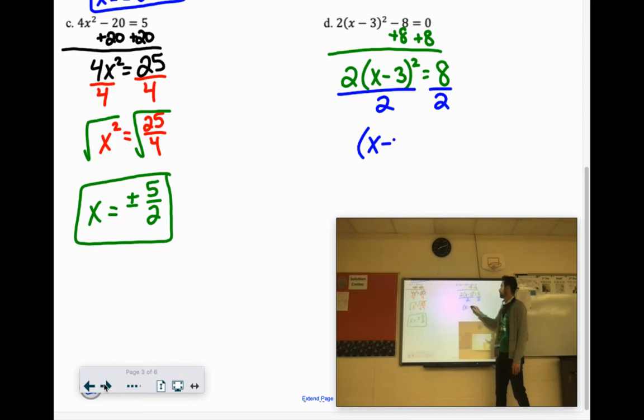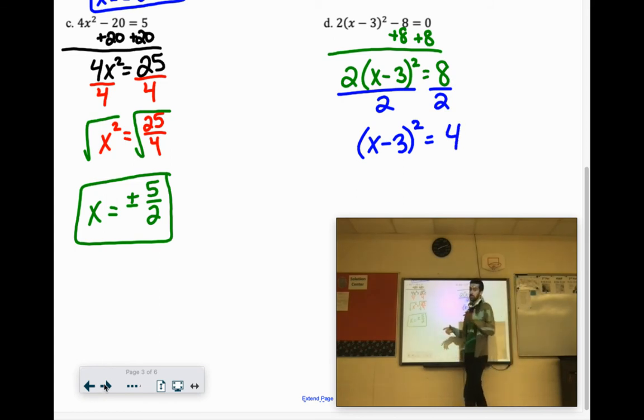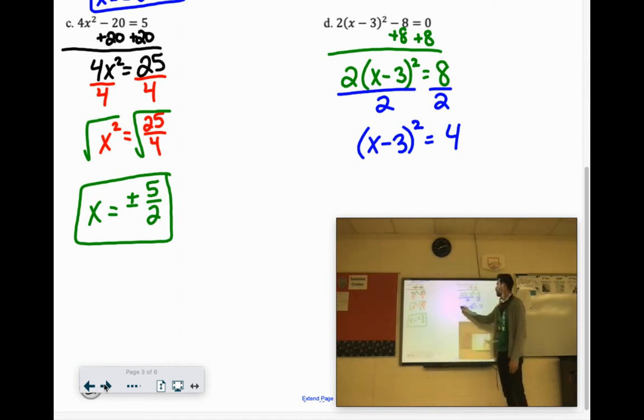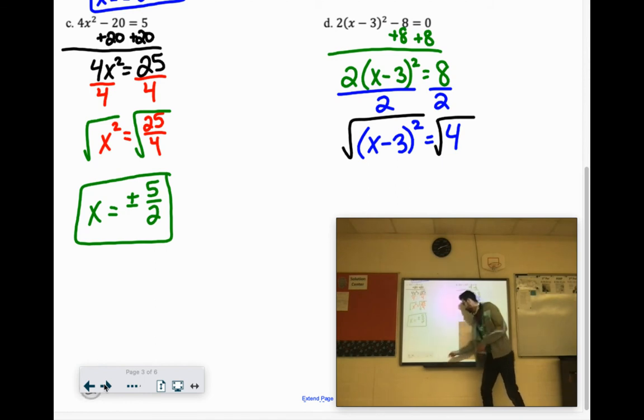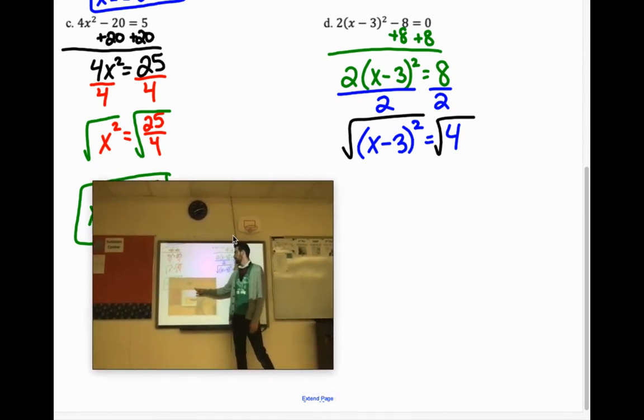Which would leave us with x minus 3 squared equals 8 divided by 4, and 8 divided by 2 is 4. Now all this stuff is squared, so we can get rid of it by square rooting both sides. Now here's where it gets a little tough. You have to remember that there are 2 square roots of 4. There's 2 and also -2.